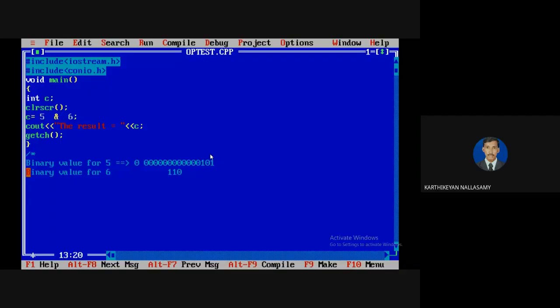In the same way, we must know the binary value for 6. The sign of the number is 0 because it is a positive number. Again, we need to convert it into 16 digits, so now we have the 15 bits represented.